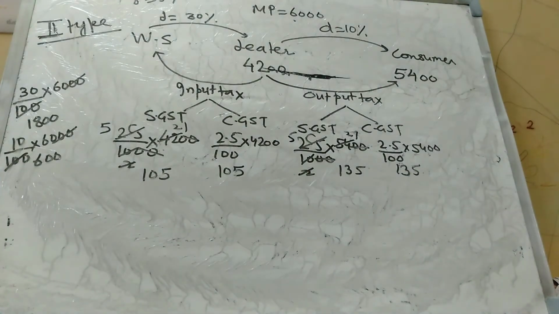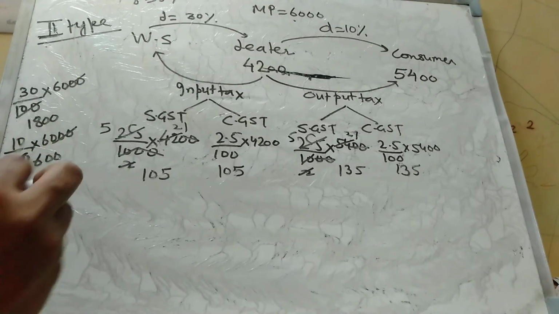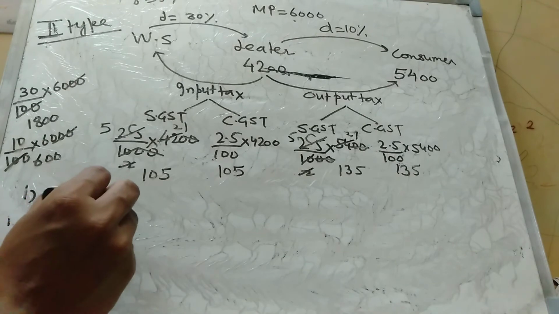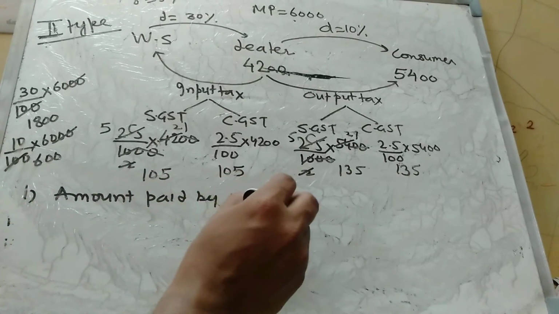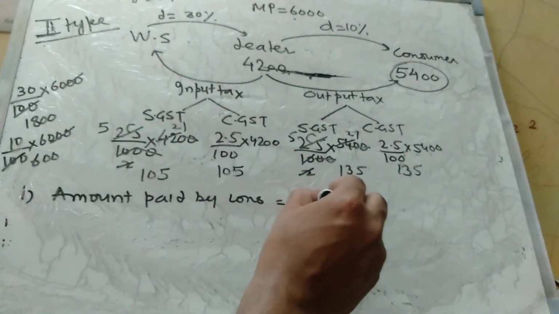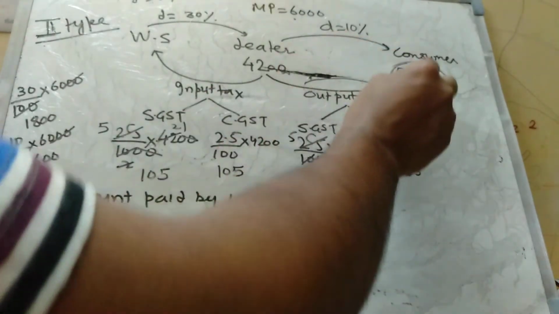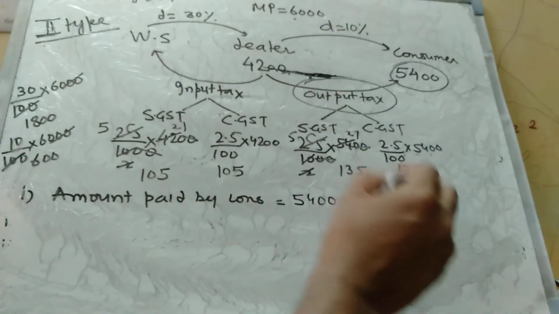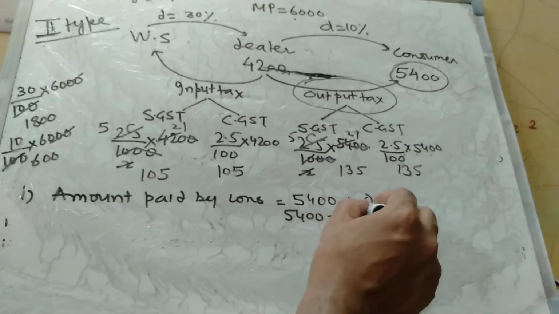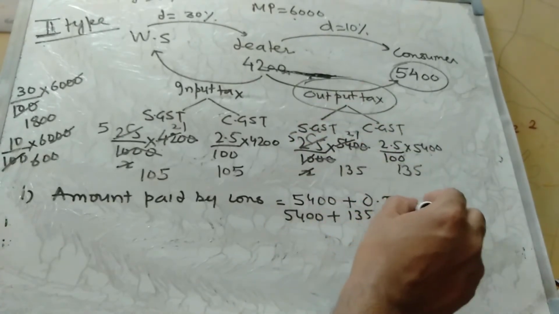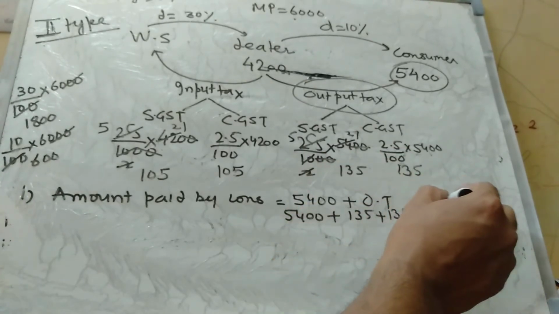Now let's see what we have to find out in this. First part, the amount paid by the consumer. So the consumer will pay 5400 exclusive of tax plus the output tax, 5400 plus 135 plus 135. So it will be 5670.